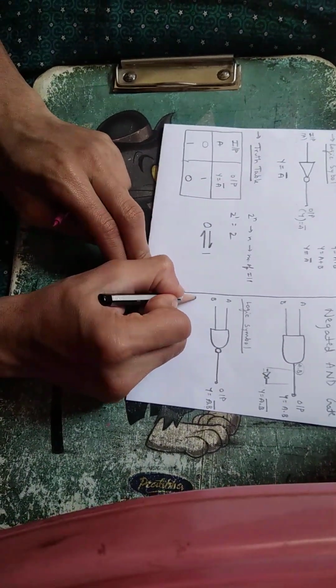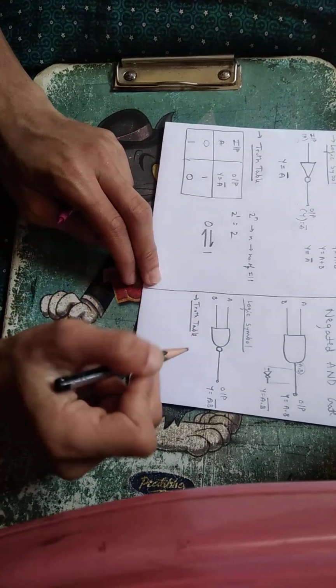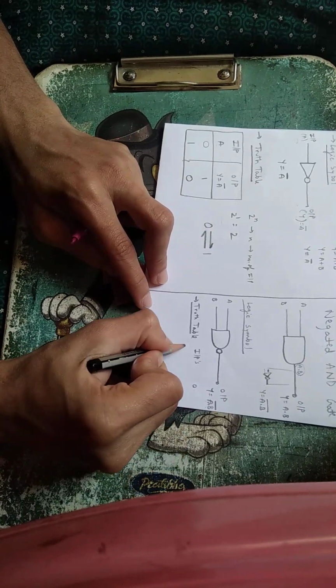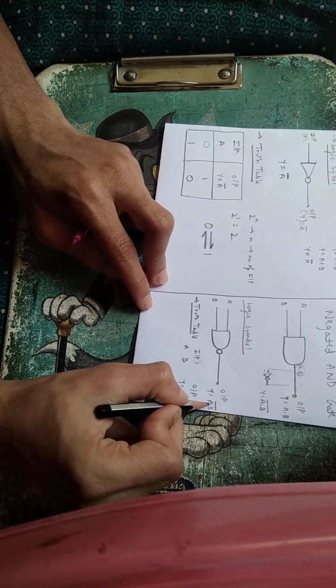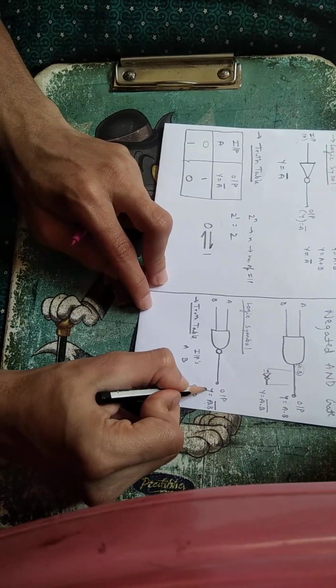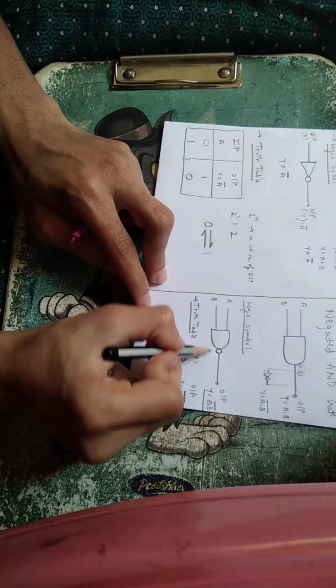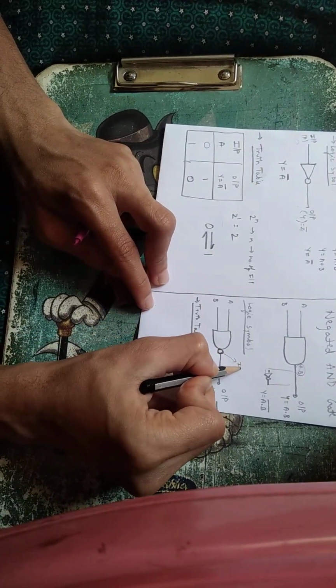Now how to write the truth table? See the truth table. Let me tell you. See, inputs. How many inputs? A and B. Output, there is only one, that is Y, and the expression is A dot B complement, because there is a bubble which indicates inversion.